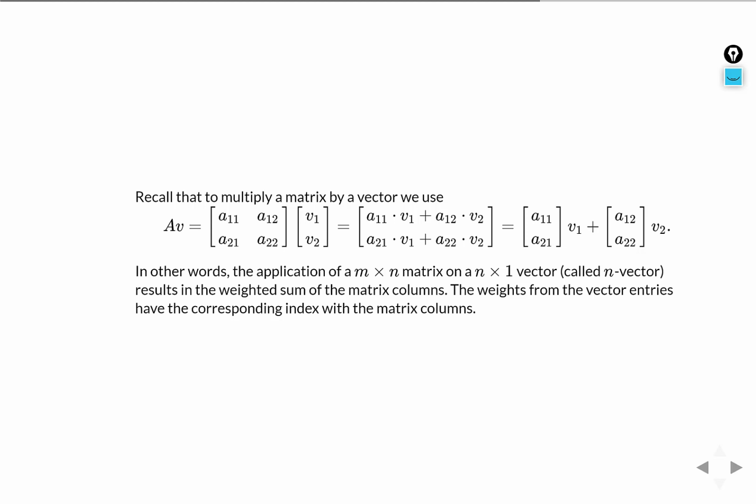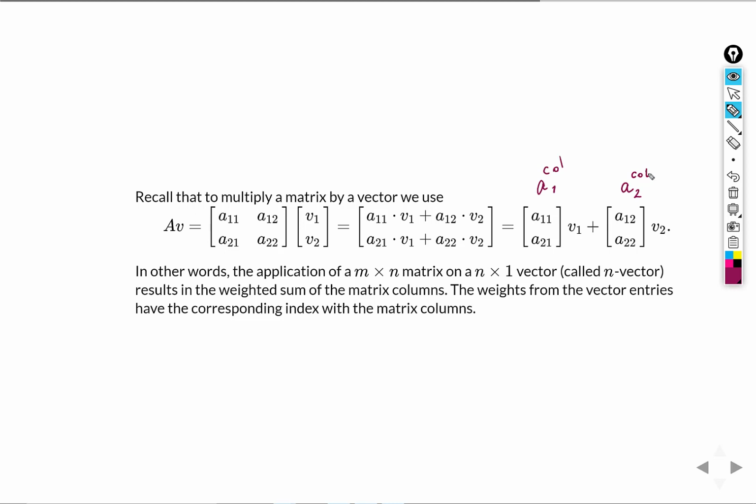So recall that matrix vector multiplication multiplies each row of the matrix by the vector. Another way to think about this is considering matrix vector multiplication as a weighted sum of the matrix columns, where the corresponding column is weighted by the entry of the vector that has the same index. Here we have the first column of A, and here we have the second column of A. So this way of writing matrix vector multiplication gives a way to see matrices as column spaces.